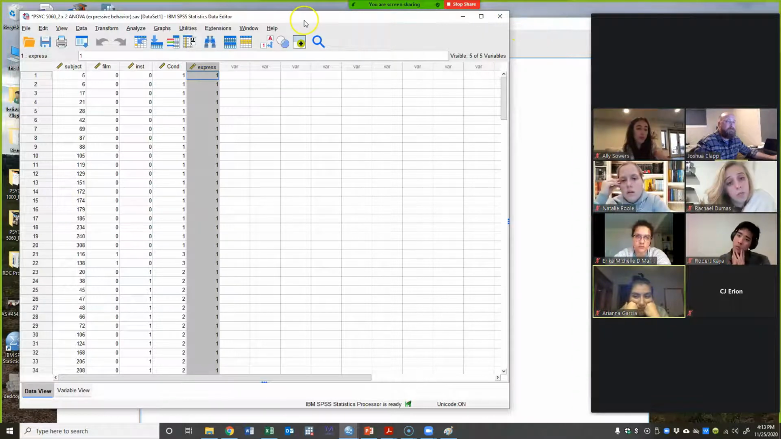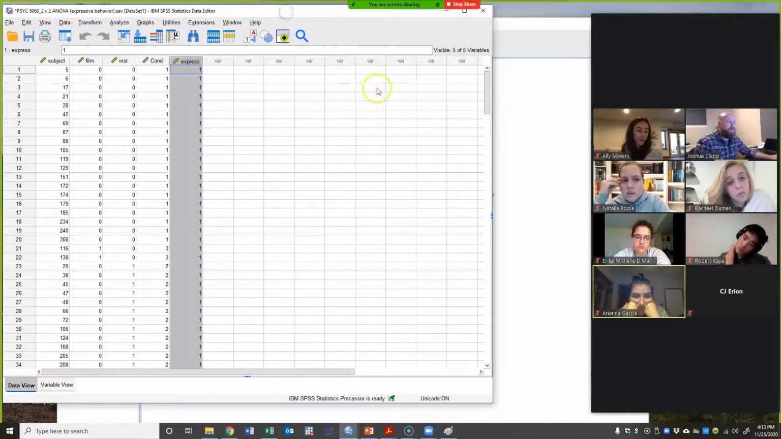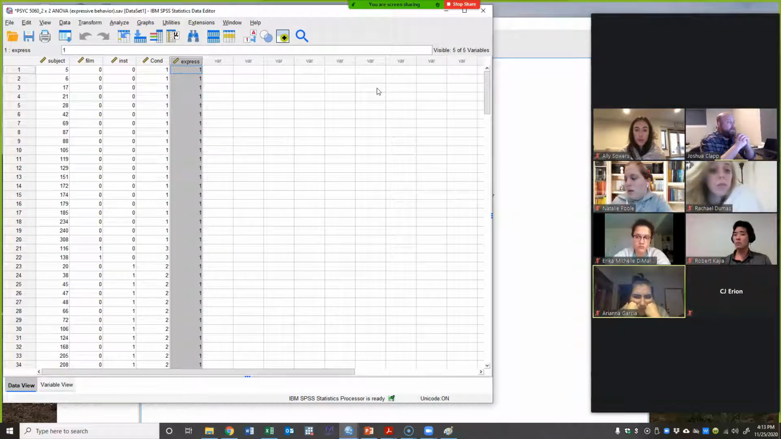Okay, my next task is to take a look at my distributions, right? But for my screening of my ANOVA, Robert, what do I want to make sure? Can I just look at my distribution of global expression for the sample as a whole?